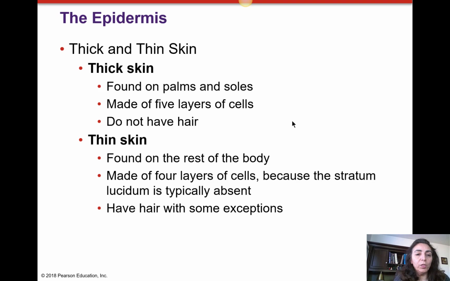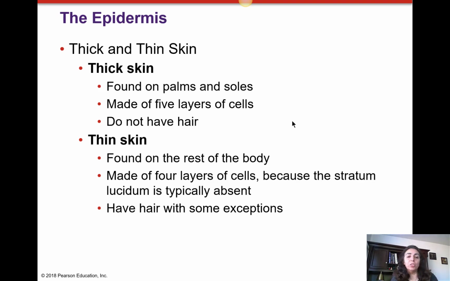Again, emphasizing the difference between thick and thin skin. Thick skin can be found in the palms and soles, as we said before, and also the fingertips. It is made of 5 layers of cells, and they do not have hair. So thick skin is generally hairless. Thin skin is found on the rest of the body, made of 4 layers of cells because they do not have a stratum lucidum, and they have hair, with some exceptions.